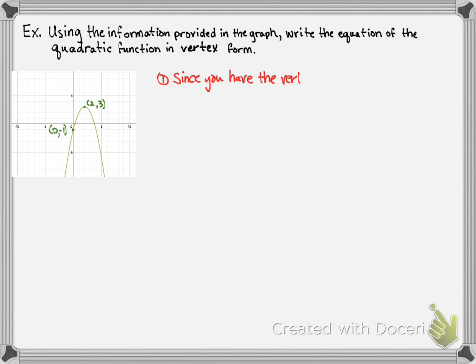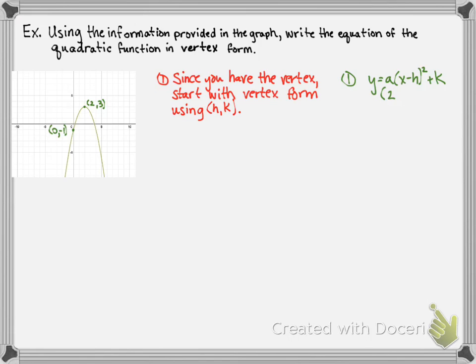Since you have the vertex, we're going to start with vertex form. Our vertex form is y equals a(x minus h) squared plus k. Let's fill in h and k. So our h is 2, our k is 3. So we have y equals a(x minus 2) squared plus 3. Then we're going to use the second point to find a.